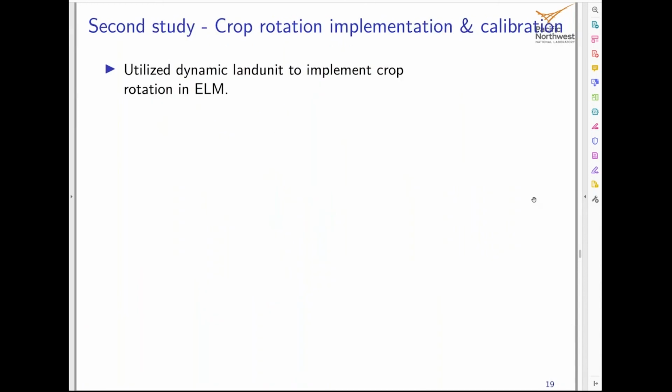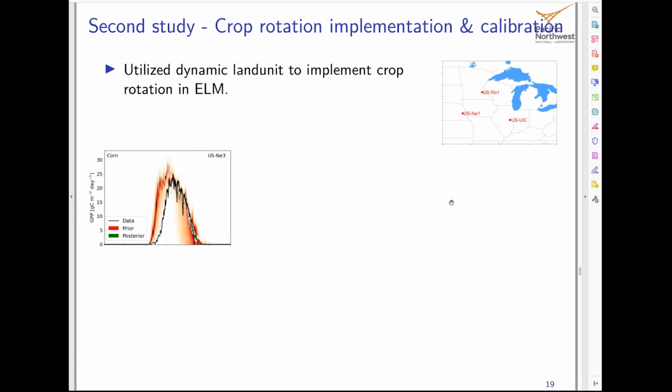So crop rotation was implemented by utilizing dynamic land units in ELM. And for calibration and validation, we utilized data from 3 sites located in Nebraska, Minnesota, and Illinois. And I will show you the results of the calibration itself. So we again followed a very similar methodology as for the perennial crops, of first identifying a few crop parameters which are most important, then making ELM simulations, and finally performing sensitivity analysis to find the most influential parameters, and lastly calibrating the model. And the results here are showing the final step, the calibration results.